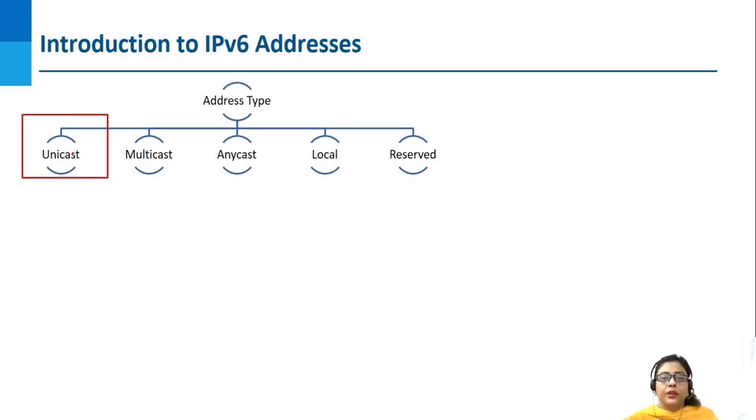Unicast means node-to-node connection. If there is a source node and there is a recipient node, then there will be a single point of connection between the source and the destination. So messages or packets will be sent from the source to the receiver.